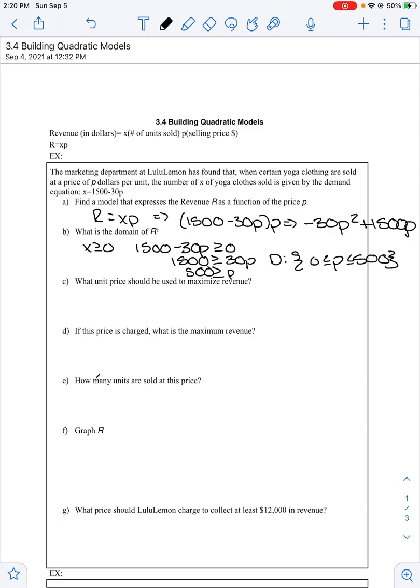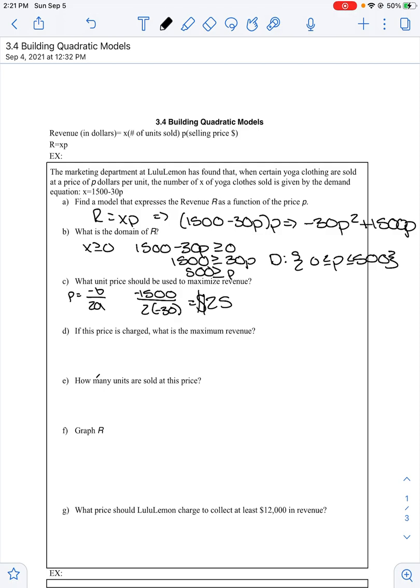What unit price should be used to maximize the revenue? For maximizing the revenue, the maximum on a graph of a quadratic would be the vertex. So we're going to find our vertex. B would be 1500, but it's negative, so negative 1500 over 2 times a, which is negative 30, which equals $25.